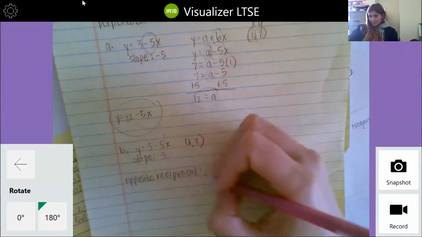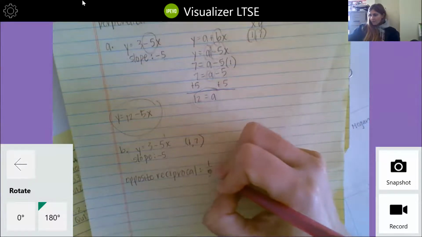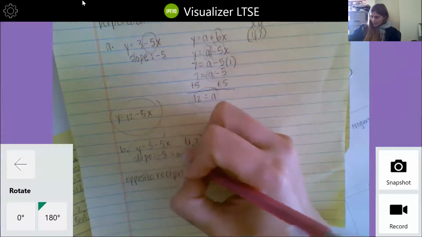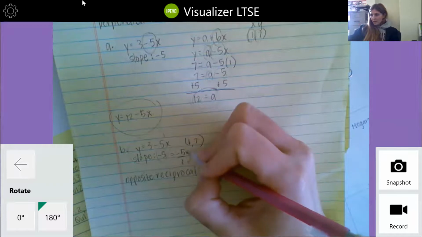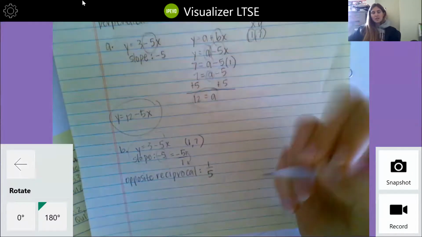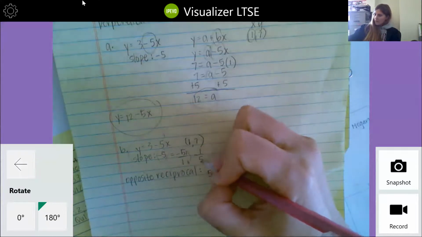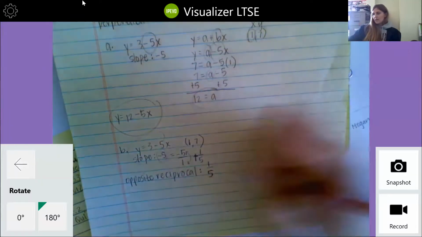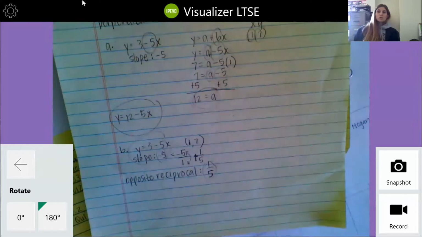Yes, the opposite reciprocal is 1 over 5. So remember, -5 equals -5 over 1. And then we just invert and change the sign. So if I invert, I'd get -1 over 5. And then changing the sign, it'd go from negative to positive. And so my opposite reciprocal is 1/5. So that is going to be the slope of the new line.